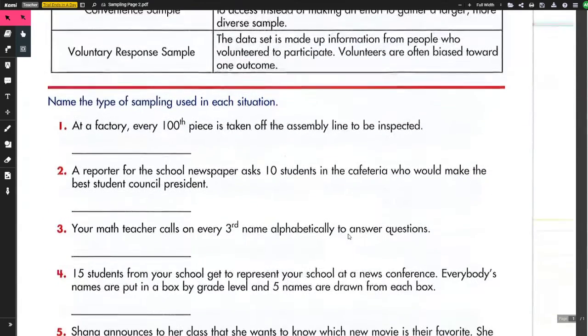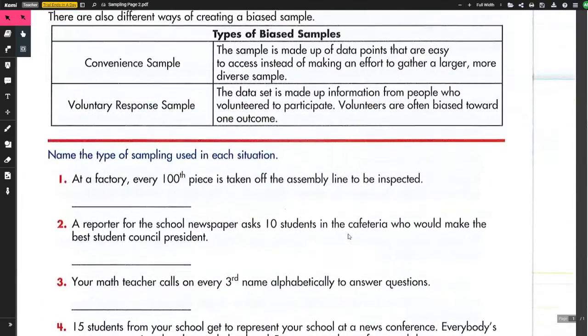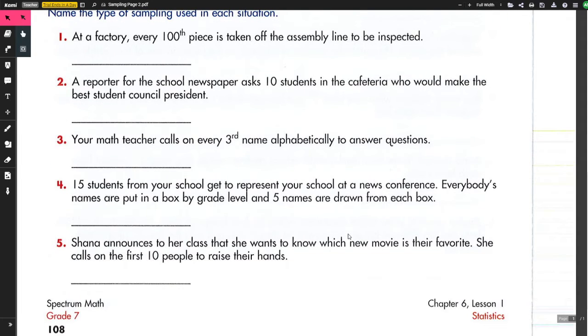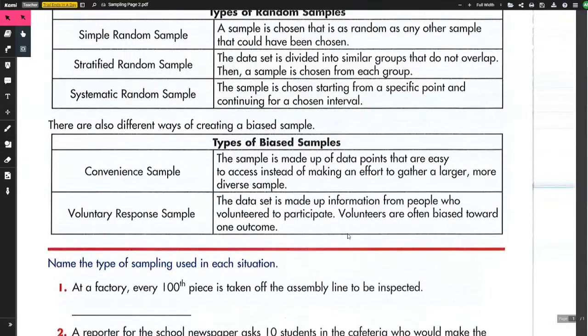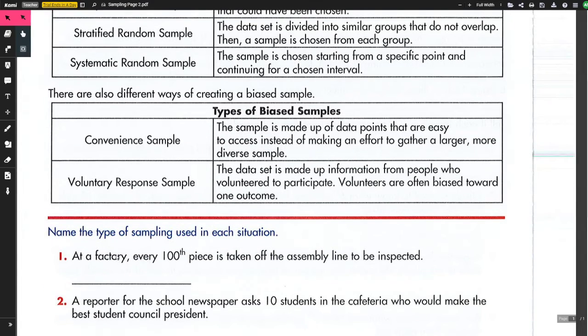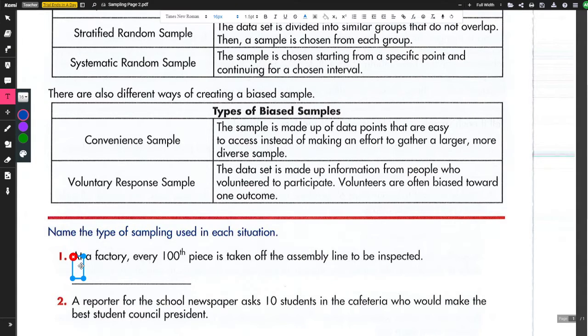Okay, so here we're going to determine which bias each one is. So here's a little hint. Only one of them is biased. The rest are random. So an example of systematic random sample would be number 1. At a factory, every 100th piece is taken off the assembly line to be inspected. So here we would put systematic random sample. And everything should be spelled correctly because it's right there for you to spell.